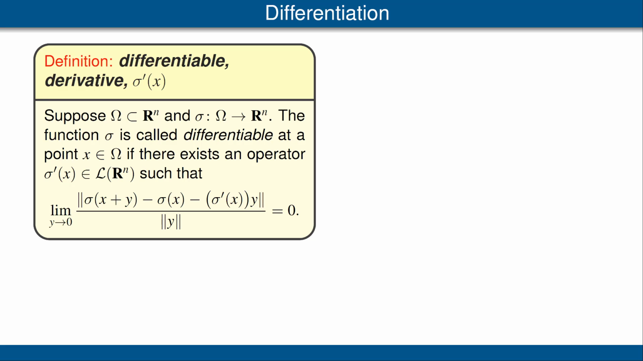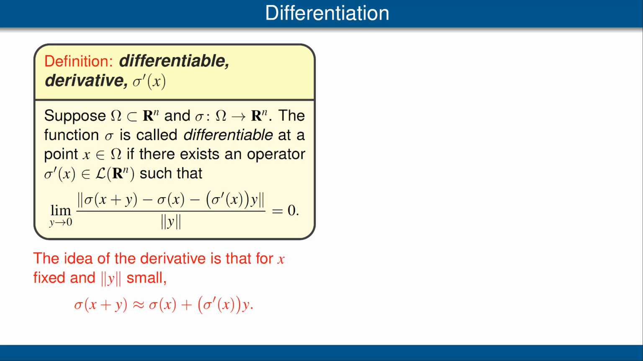Let me mention a few points about this definition. First, we probably want omega to be a nice set, maybe all of Rn, or at least an open subset of Rn. Second, the limit as y goes to 0 is taken for vectors y in Rn. Third, let's make sure the objects shown make sense. Sigma prime of x is supposed to be an operator on Rn. So in the numerator, when we have sigma prime of x applied to y, we get a vector in Rn. Thus the numerator really does make sense.